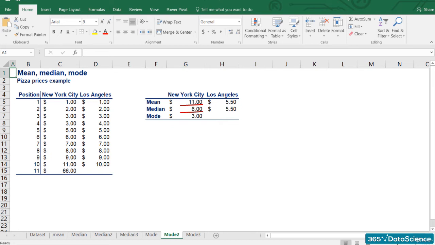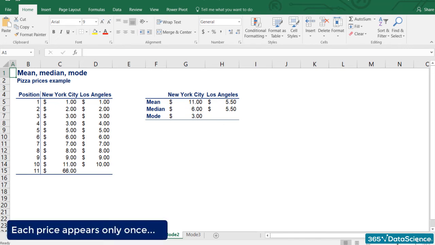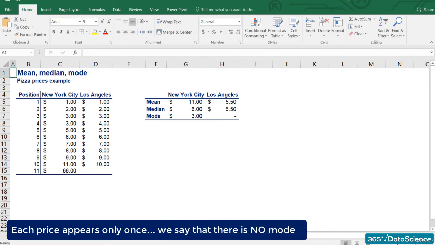Okay, let's do the same and find the mode of LA pizza prices. Each price appears only once. How do we find the mode then? Well, we say that there is no mode. But can't I say that there are 10 modes, you may ask? Sure you can, but it will be meaningless with 10 observations, and an experienced statistician would never do that.